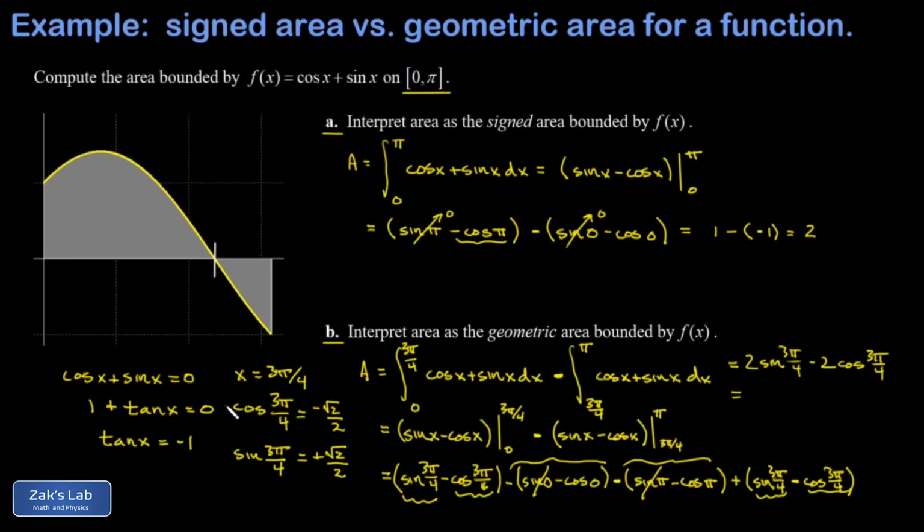And now I can plug in the sine and cosine of 3 pi over 4. The sine is root 2 over 2. When I multiply that by 2, I just get square root of 2. And then the cosine is a negative root 2 over 2. When I multiply that by 2, I get a negative root 2. So I have root 2 minus negative root 2. So change those to pluses, and I have 2 square root 2 for my geometric area.